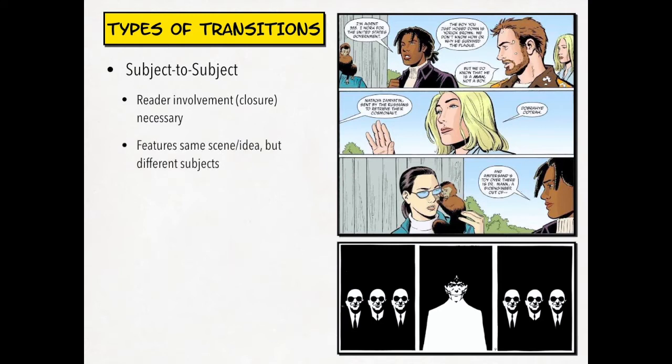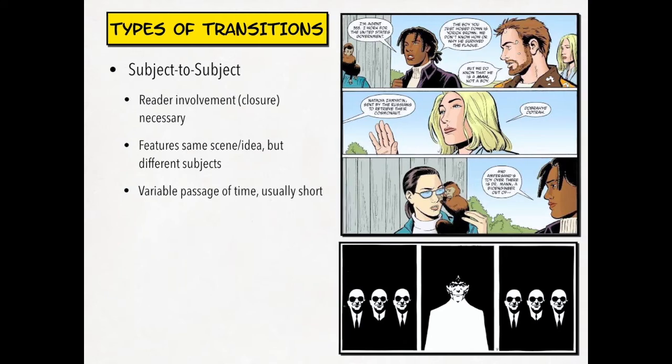Subject-to-subject transitions feature the same idea or scene, but different subjects, hence the title, switching between people or objects. There's a variable passage of time in subject-to-subject transitions, but it's usually very short. We're usually not talking about massive amounts of time between these panels because they usually are in the same scene or in the same place.